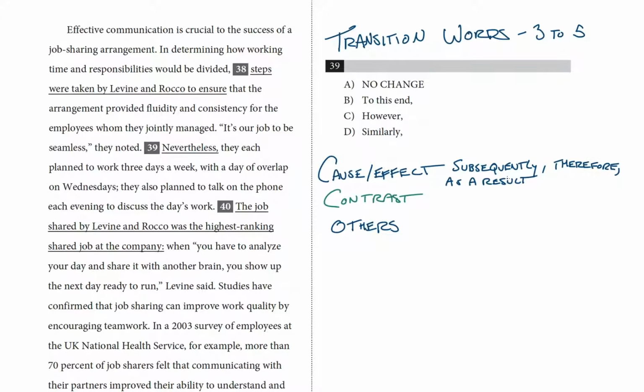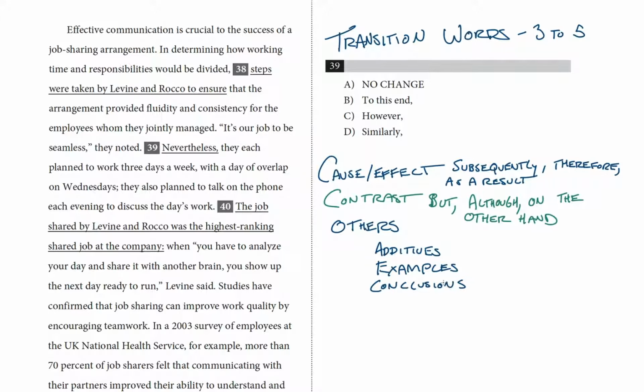Contrast transitions, same deal. They show contrasts between two sentences. I mentioned however earlier in the video, and this list includes however, as well as words and phrases like but, although, and on the other hand. The others bucket is a miscellaneous category that includes addition words like and, also, and furthermore, or example transitions like for instance or for example, and conclusive transitions like overall, ultimately, or in conclusion.